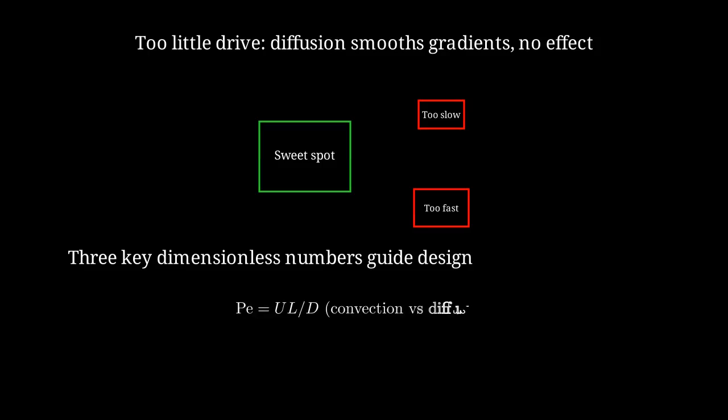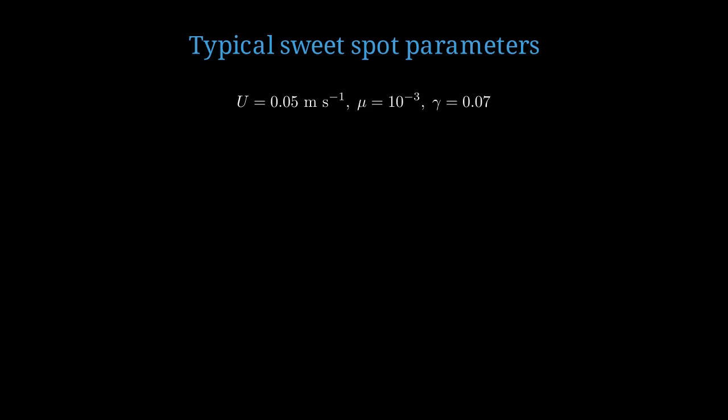Peclet number equals velocity times length divided by diffusivity, measuring convection versus diffusion. Capillary number equals viscosity times velocity divided by surface tension, measuring interface shape stability. Let's calculate the dimensionless numbers for a typical sweet spot design. With velocity 0.05 meters per second, viscosity 10^-3, and surface tension 0.07, capillary number is about 7 times 10^-4, keeping the meniscus stable.